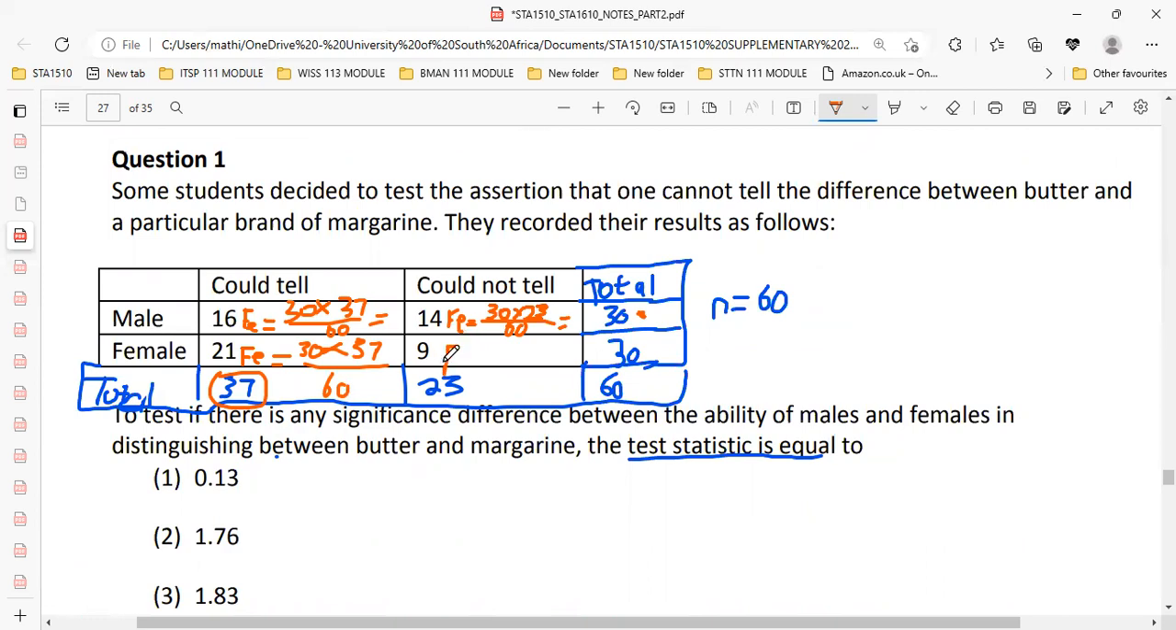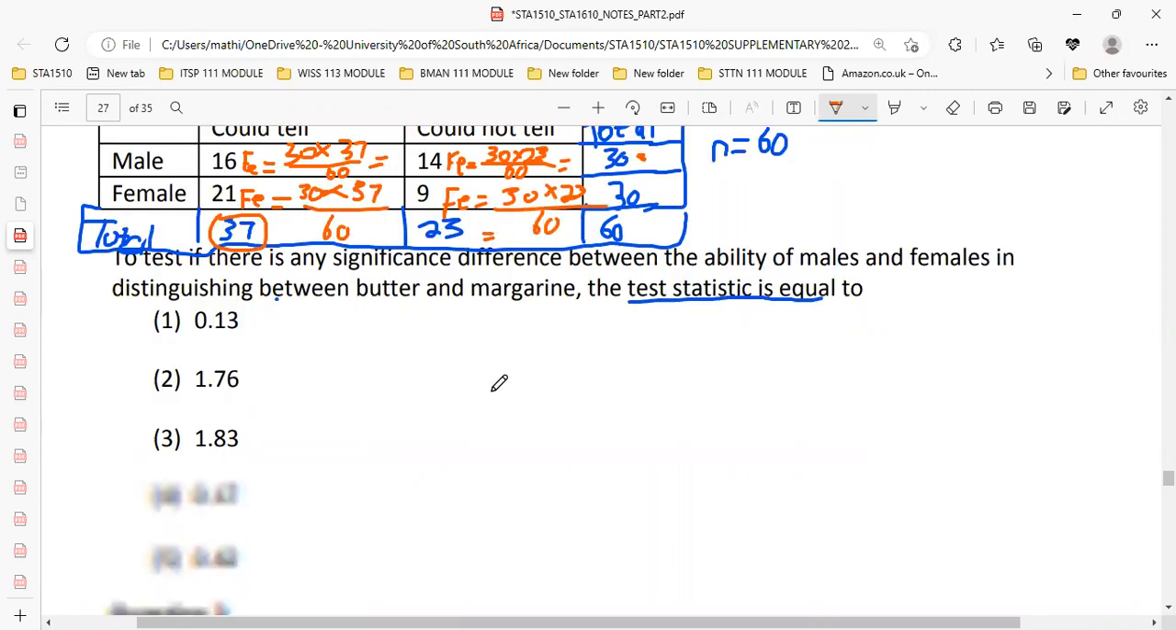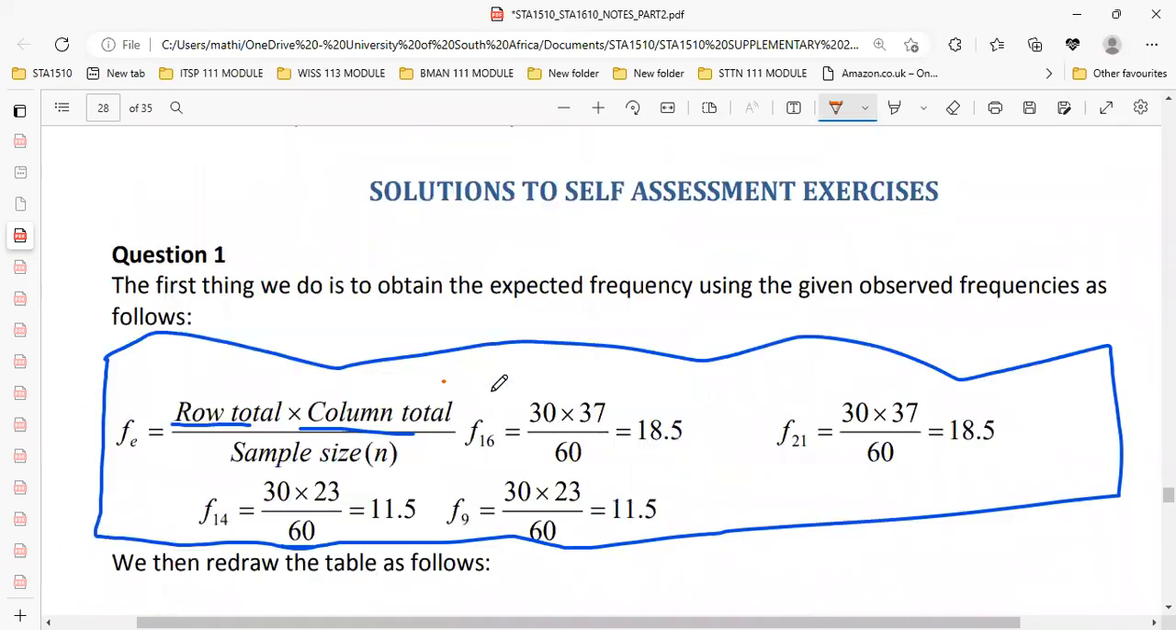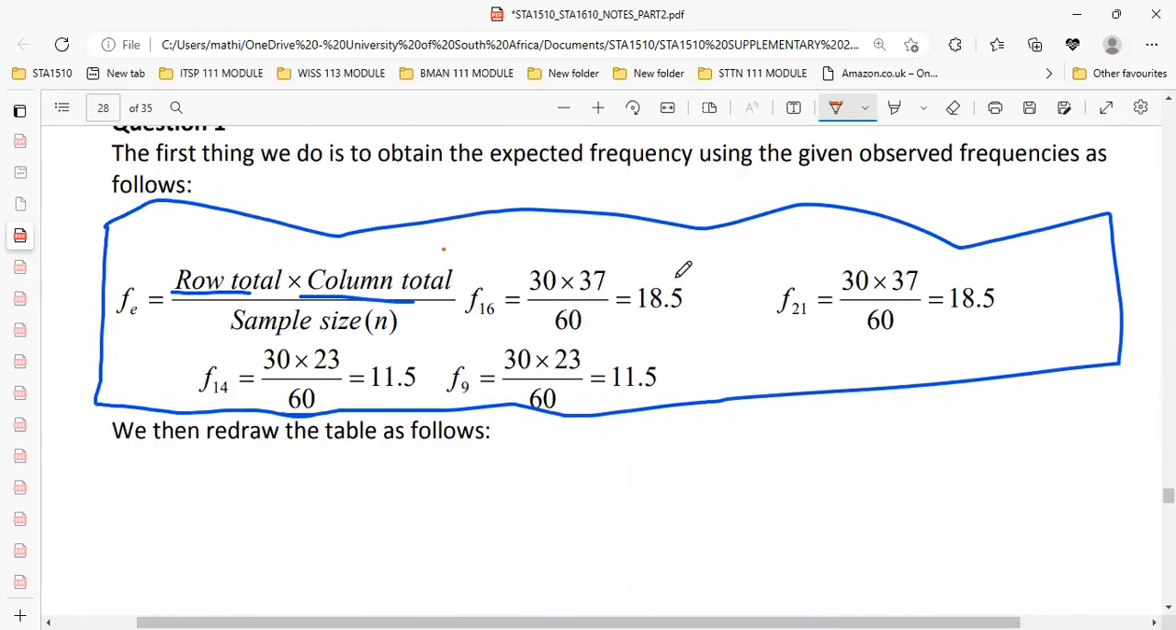Then now you move to this one here. You're just going to do like that. It is equal to row total, this one. Remember, now we are under female. Row total, this one here, we say 30 multiplied by column total, 23, then divided by 60. Then you get your answer. Here it is. You get this one here for 16, this one for 14, this one for 21, then this one here.